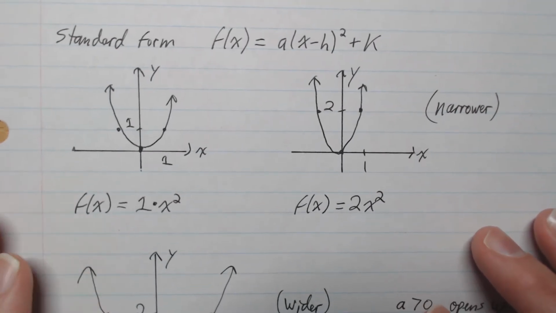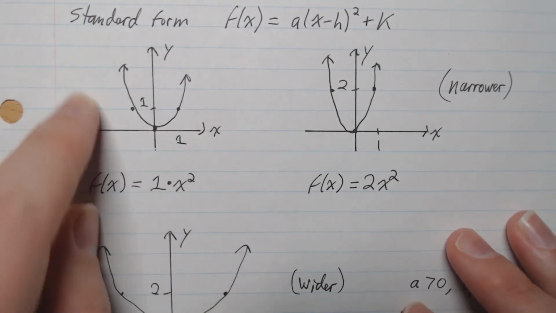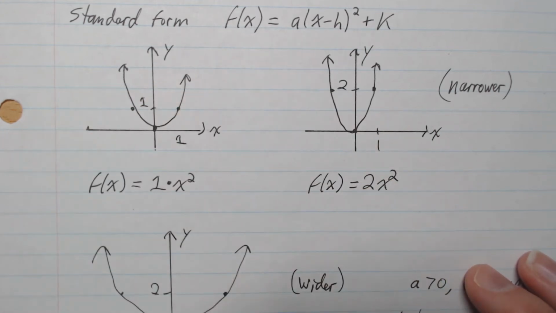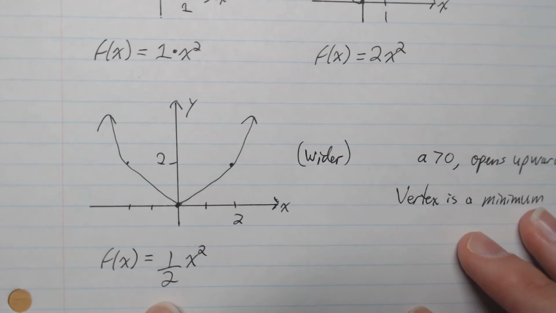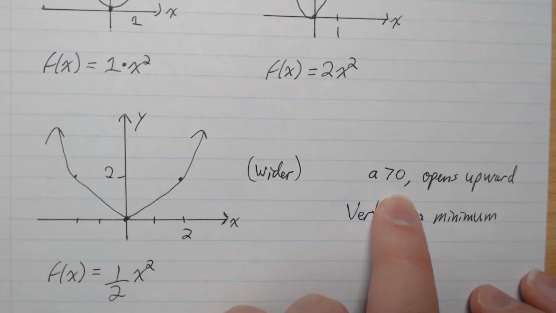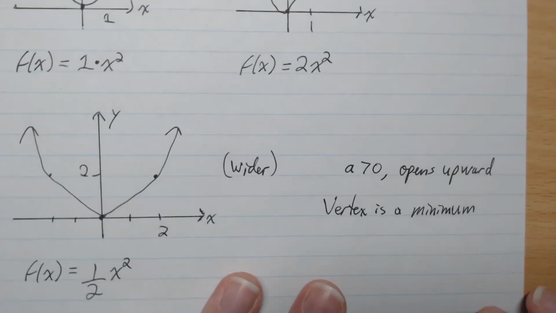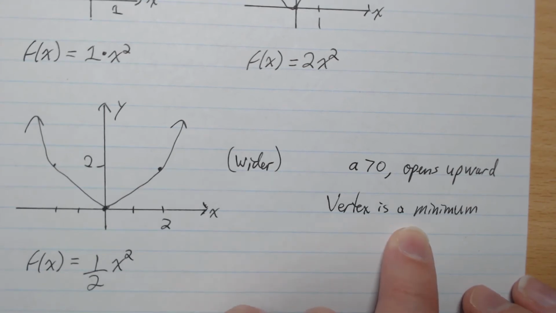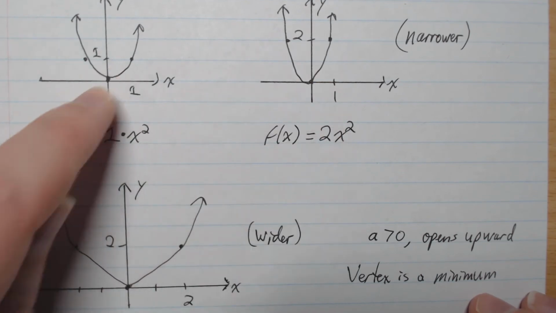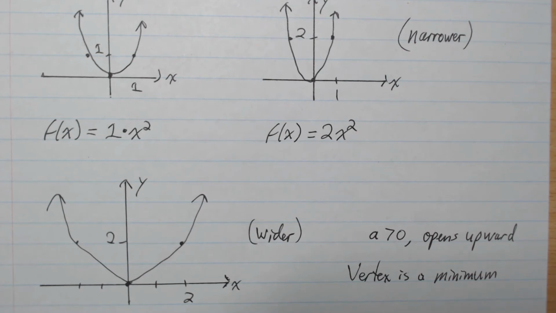So we're going to look at some a values. Here a is 1, so we have x squared. 2x squared makes it narrower. And then a half x squared makes it wider. We notice that in all three, a is greater than 0, and so they all open upwards. From there, we can say the vertex is a minimum. If a is ever greater than 0, the vertex is going to be a minimum. You notice they're all minimums.